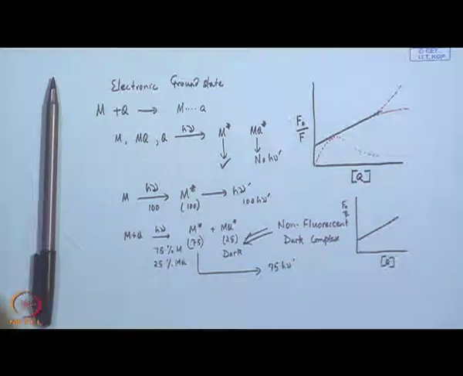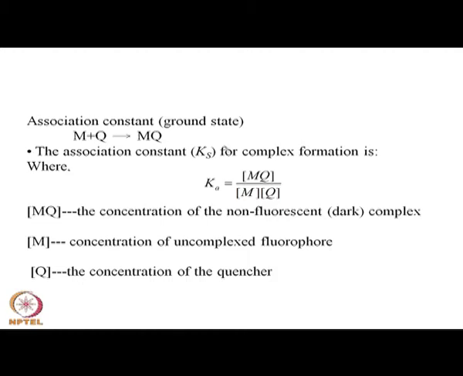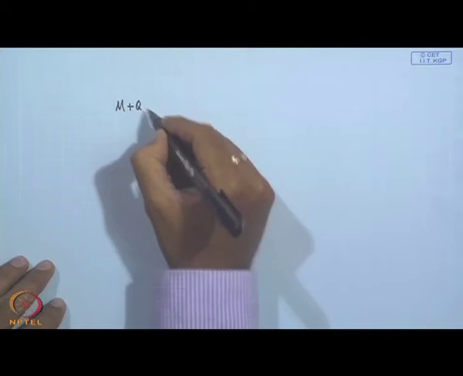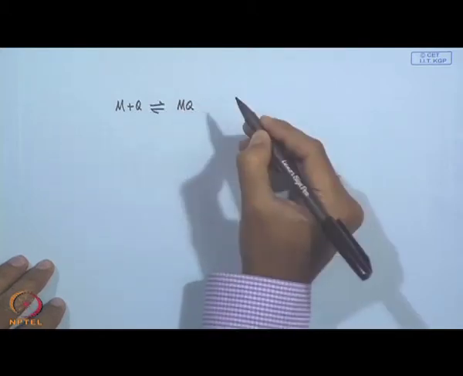The association constant, the ground state association constant, is given by Ka equal to MQ divided by M and Q, where MQ is the concentration of the non-fluorescent or dark complex, M is the concentration of the uncomplexed fluorophore, and Q is the concentration of quencher. Okay. So basically we have to look in terms of the association constant, and from the expression of the association constant, we will try to find out the concentration of the uncomplexed fluorophore, which can absorb radiation and give rise to fluorescence. So, M plus Q gives MQ, a complex.